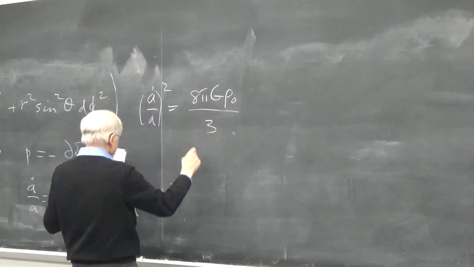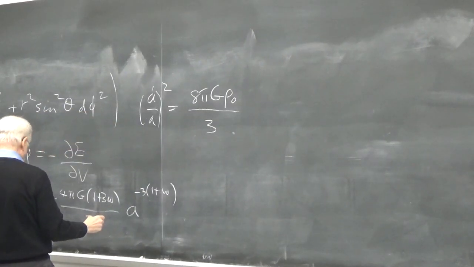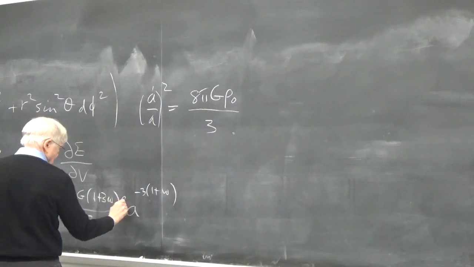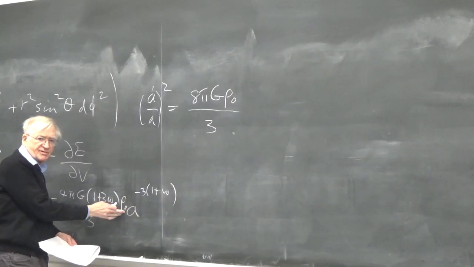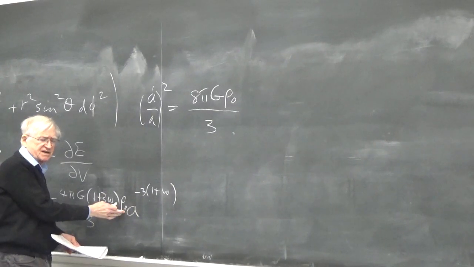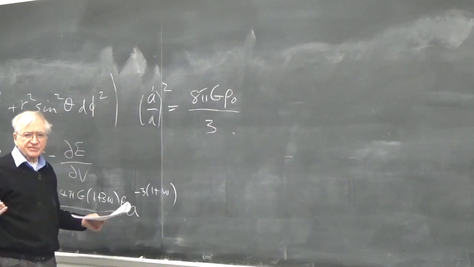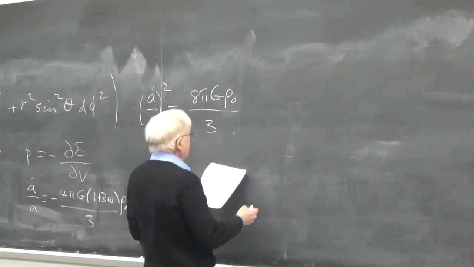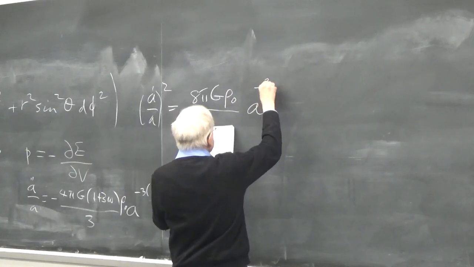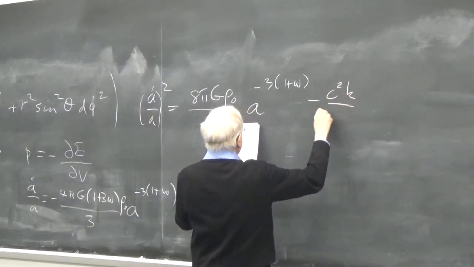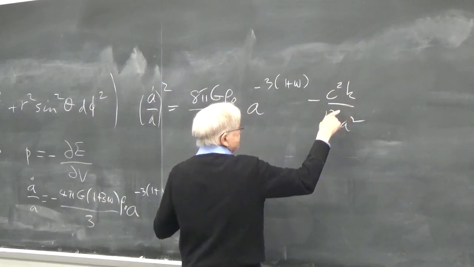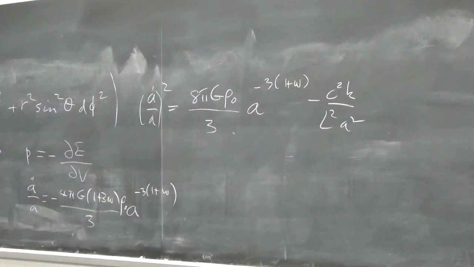Oh, by the way, I left out something. This is the present mass density, or effective mass density. So if it's radiation, you divide the energy density by c squared. If it's dark energy, you divide again by c squared. And what we have here then is A to the -3(1 plus W) minus c squared K over L squared A squared. And as I said, you can set K to 0 for practical purposes.